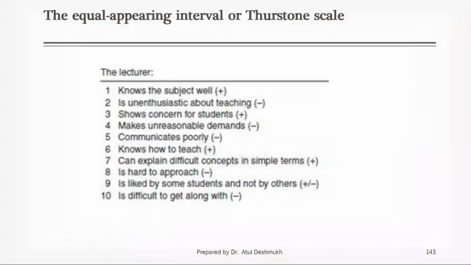Right? Means every statement, we have 10 statements, 10 items or 10 questions here. Each statement will have a different weight. Each statement will have a different attitudinal value in case of Thurstone scale. But in case of Likert scale, we used to give equal value, equal weightage, equal attitudinal value. Right? So that is the basic difference between Likert scale and Thurstone scale.